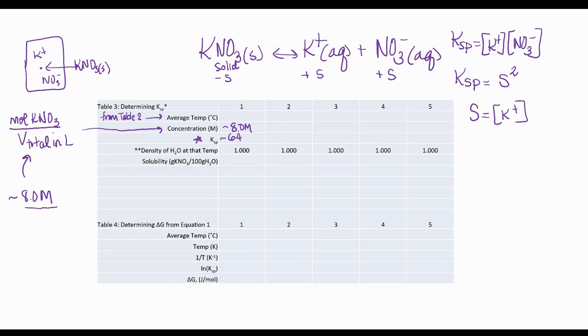Hopefully you remember that most salts, if we increase their temp, you're going to increase their solubility. That's true for most salts. There are some exceptions, but for the most part, this is the case. So what we're going to do here, using the data we've collected, is express the solubility of potassium nitrate in grams of KNO3 per 100 grams of water.